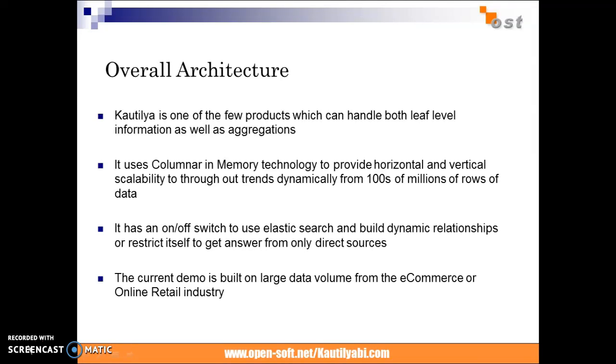Kautilya also has a switch built into it by which you can use Elasticsearch to get you answers from different places joined together dynamically. Or, in case a user knows where the answer will be lying, he can straight away ask it over there and switch off the Elasticsearch button over here. I would also like to tell you about the data that we're going to use today. It's going to be e-commerce or online retail industry data, and the size of the data is quite large. With this, I would like to move on to the product itself and see the demo.